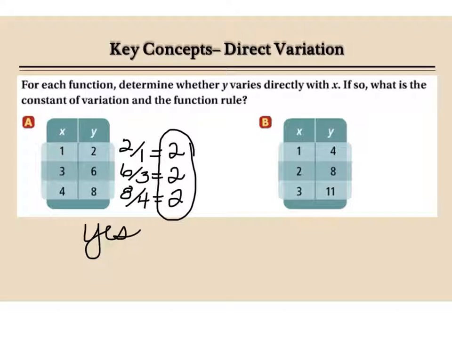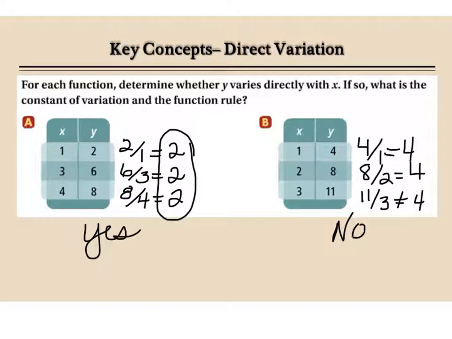All right, so let's look at B. I'm going to take the y and put it over x. So I have 4 over 1, that's 4, and 8 over 2 is 4, and 11 over 3 is not 4, so no, y does not vary directly with x. And that's how you tell whether or not it is a direct variation.